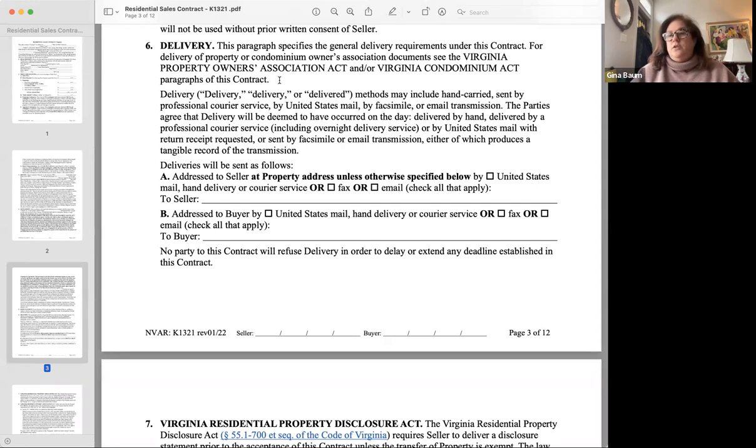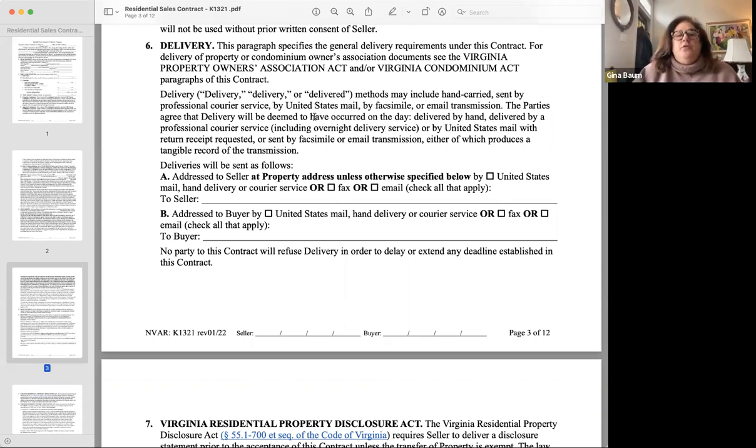So basically what they're telling you and not telling you here is that it's going to be different. So delivery for just general practices having to do with the contract, the delivery of different notices and things, general delivery, this paragraph is where you're going to look. If you have other issues with delivery in terms of the Property Owners Association Act or the Condominium Act, they're telling you right here, you have to refer to those paragraphs because it may be different, and it is.